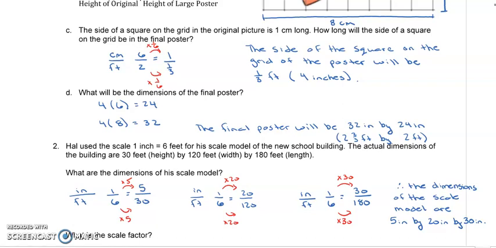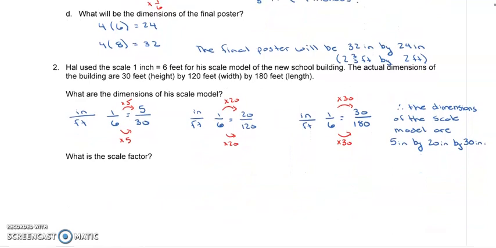So it asks us, what is the scale factor here? Well, I know that the scale itself is 1 inch to 6 feet. Now to find the scale factor, I need these to have the same units. So I'm going to convert them to inches. So 1 inch would be 72 inches. And I found that by taking 12 times the 6 feet to convert it to inches.